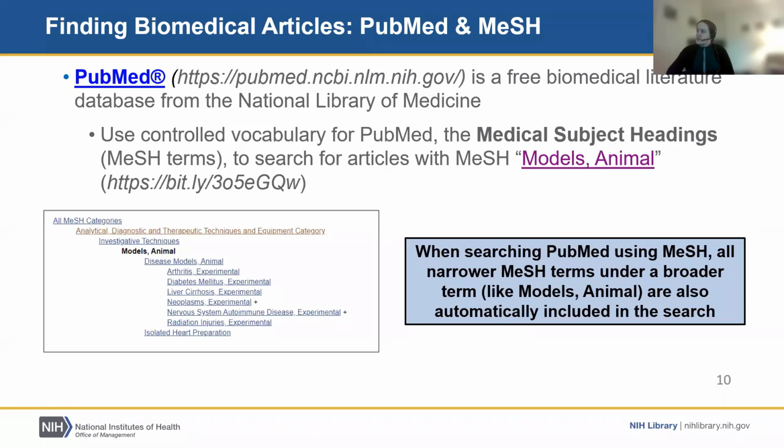In PubMed, you can try searching for articles with "models, animal" added as a MeSH term. All narrower MeSH terms under a broader term are also automatically included in the search. So searching for articles with the MeSH term "models, animal" will also automatically include articles with MeSH terms like "disease models, animal." You can visit the MeSH browser at ncbi.nlm.nih.gov/mesh to look up MeSH terms and then add them to PubMed.